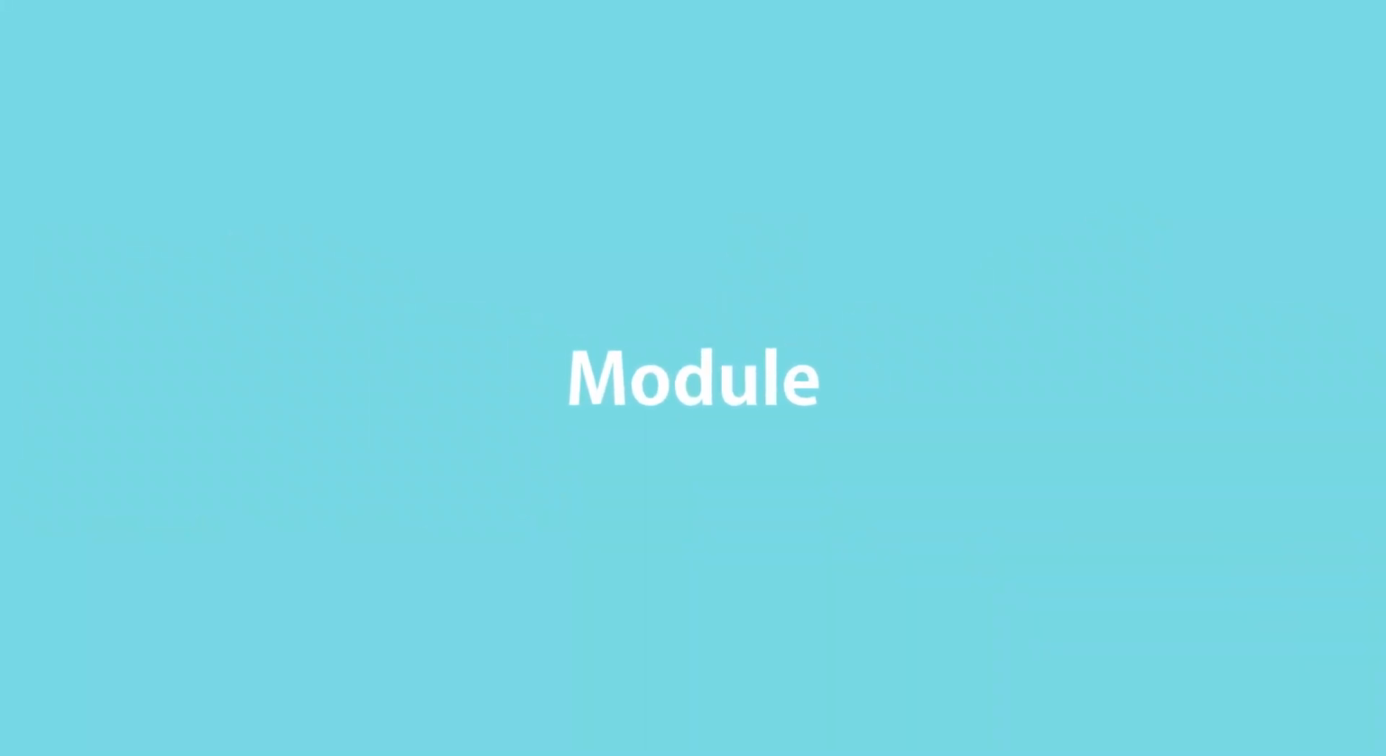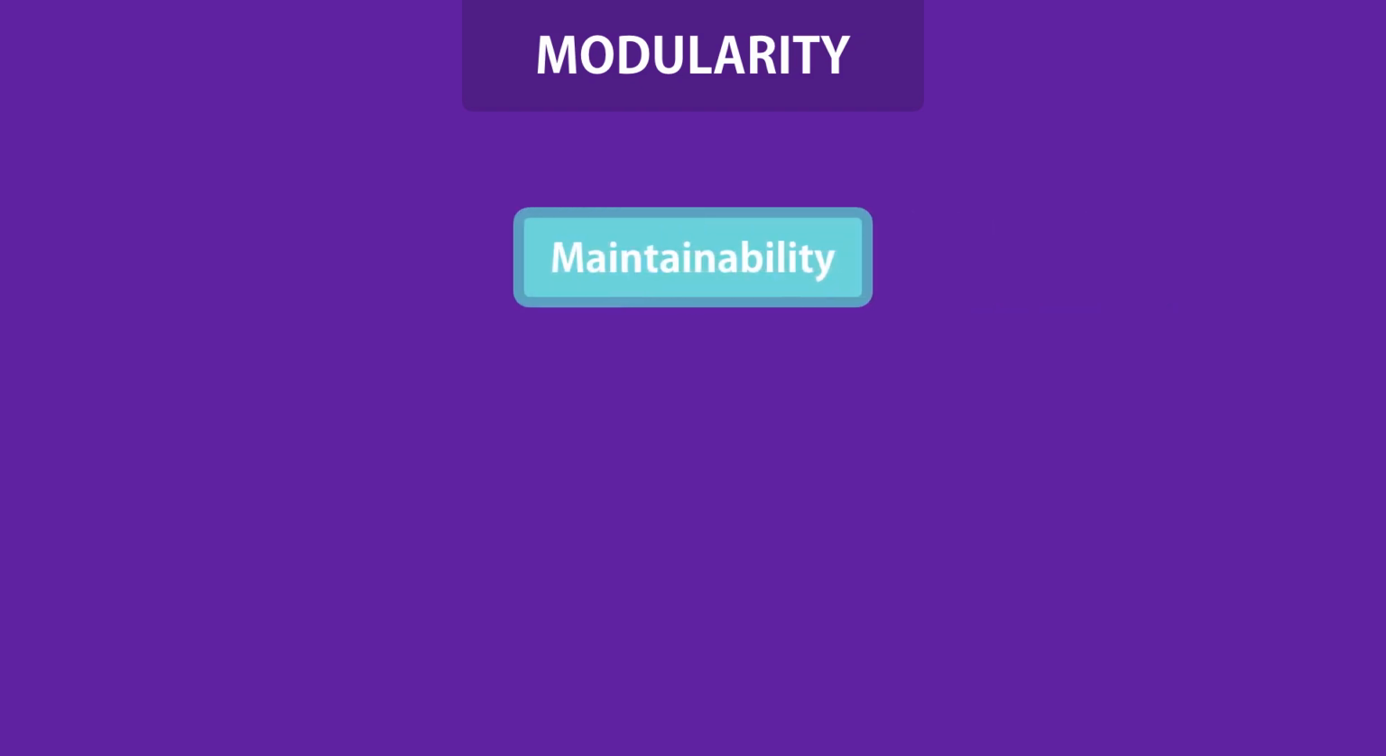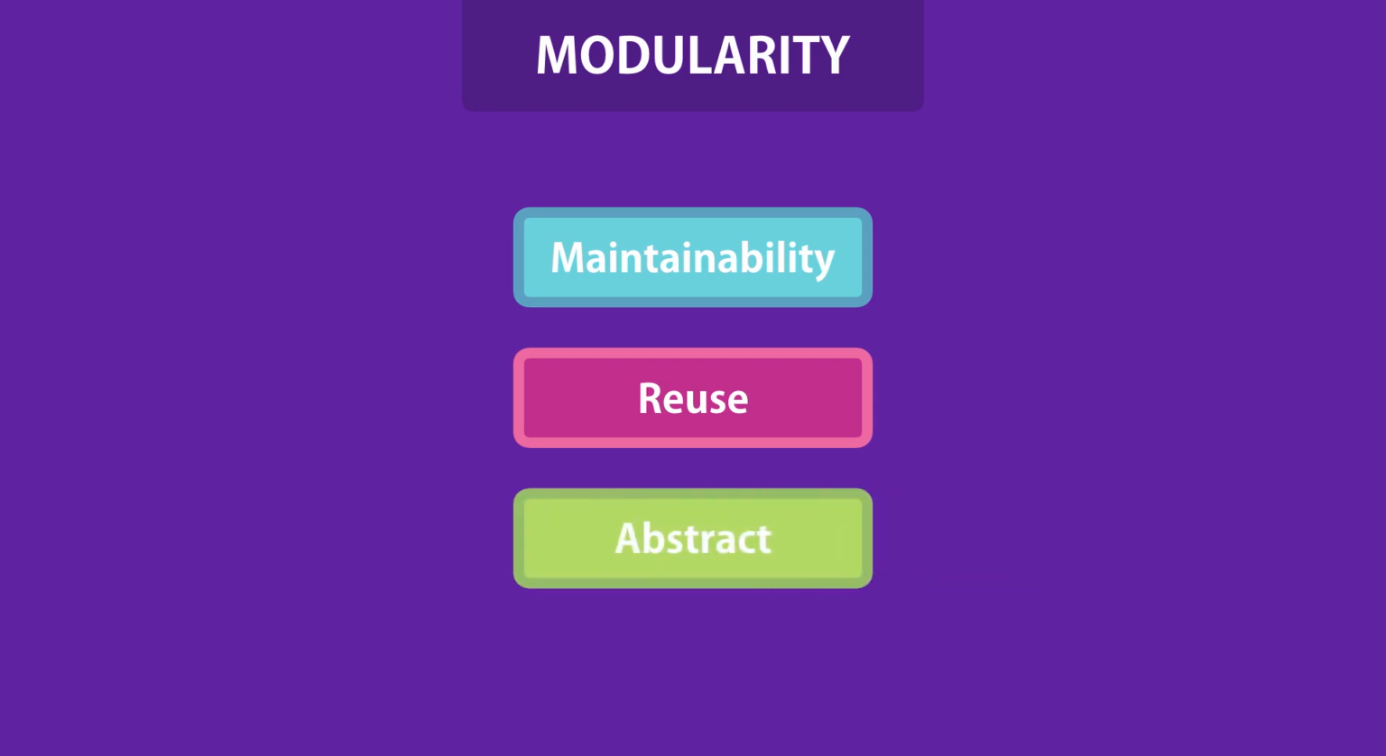This gives us a number of benefits. First is that we can increase the maintainability of our application because our code is better organized. Second is that we get the chance to reuse one or more of these modules in different parts of an application or in different applications. And third is that we can abstract code. So we can apply the abstraction principle, which means we can hide some of the complexity in a module and only expose the essentials.